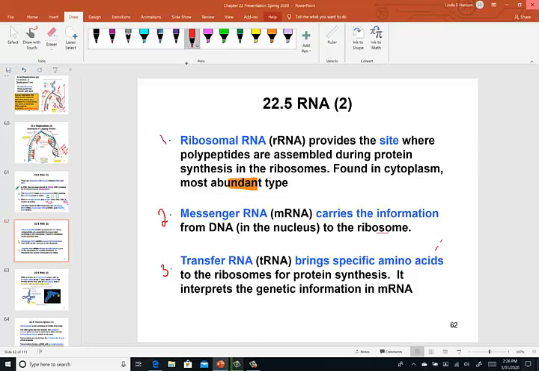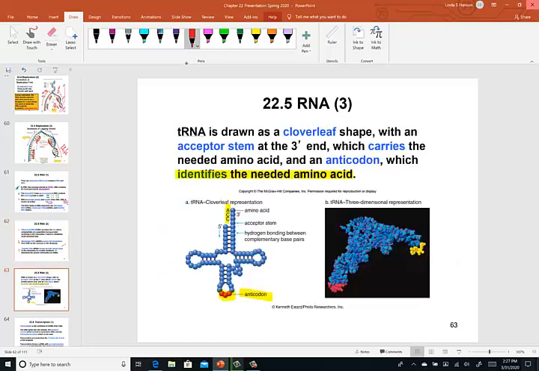Remember those amino acids? There were 20 amino acids that I made us remember, those three-letter codes for all of those building blocks of proteins. Well, the transfer RNA reads those codes and brings them back to the messenger to carry out the protein synthesis process. Let's explore these three in detail.